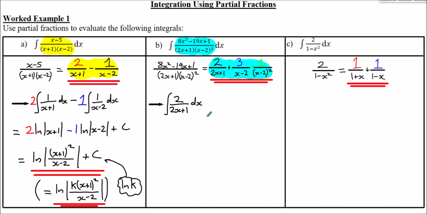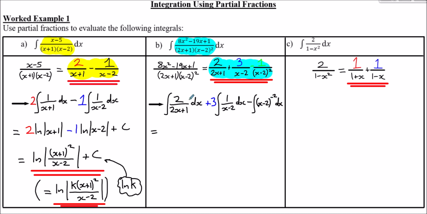This 3 that I'm going to take to the outside, plus 3 lots of the integral of 1 over x minus 2 with respect to x. And now this minus 1 over x minus 2 all squared, this is not going to actually integrate to anything to do with the natural logarithms. So what I'm going to suggest we do for this final piece is to write it as minus the integral, and then to rewrite this as an index rather than as a fraction. So I'm going to suggest we rewrite this as x minus 2 to the power minus 2 with respect to x.